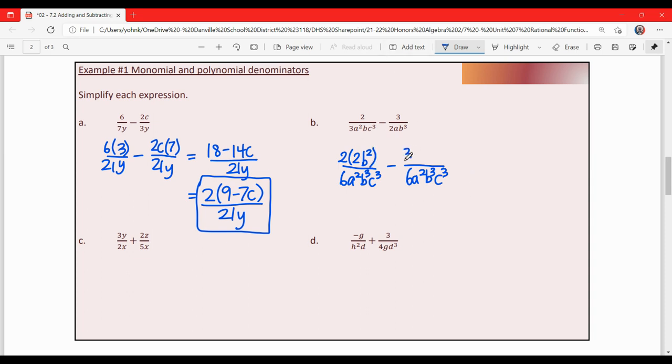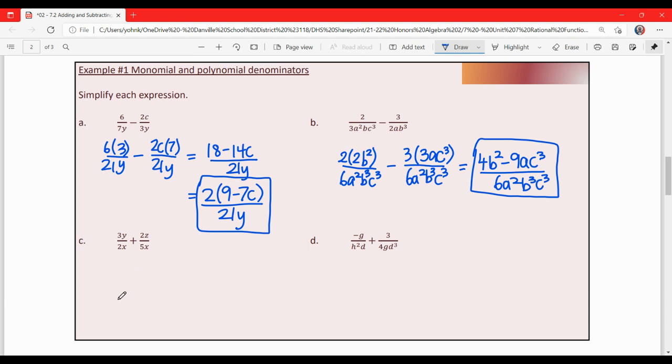Top of the other fraction, I got a 3 there. So now I ask myself, I got to multiply 2 by 3 to get 6, so I put a 3 there. I need a to be a squared, so I need another a. I need b cubed to be b cubed, so I'm good. And then I need to also include a c cubed. So let's see, that gives me 4b squared minus 9ac cubed. And on the bottom, I have 6a squared b cubed c cubed. The c cubes cannot simplify away because they're attached with subtraction in the numerator.